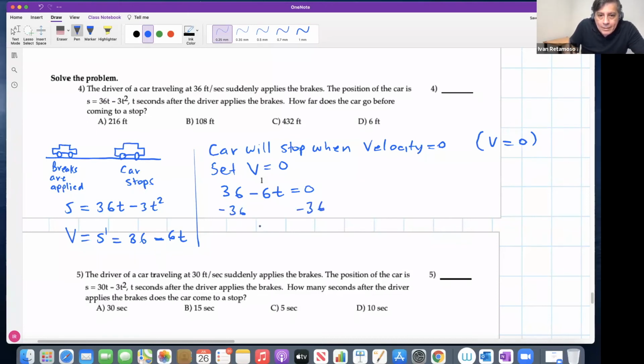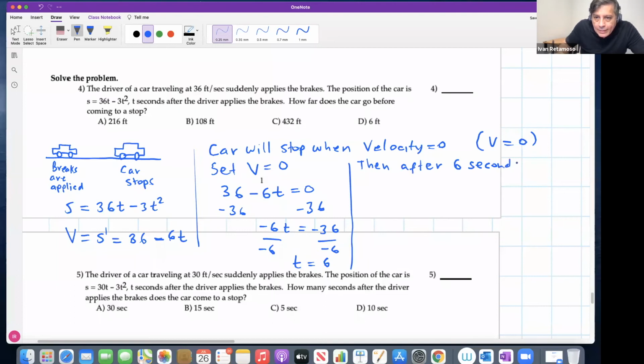A little bit tricky here, but again, guys, when they ask you this question, just set your velocity equal to 0. That will tell you when the car will stop. Divide by -6 on both sides: t equals 36 over 6, negative and negative is positive. So t equals 6 seconds. This is telling me that after 6 seconds, the car will stop, right?